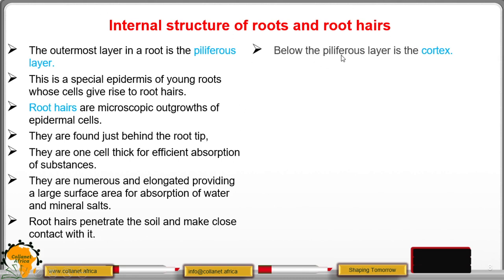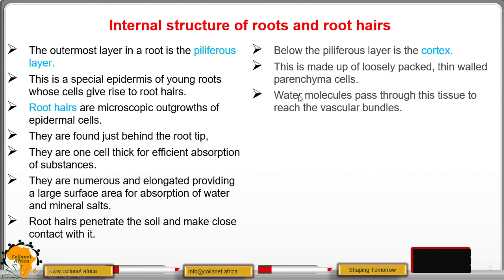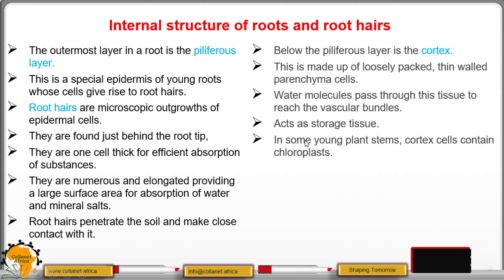Just below the piliferous layer is the cortex, which contains loosely packed thin-walled parenchyma cells. Water molecules pass through this tissue to reach the vascular bundle. The cortex acts as a storage tissue because of these parenchyma cells. In some young plants or young stems, cortex cells contain chloroplast.